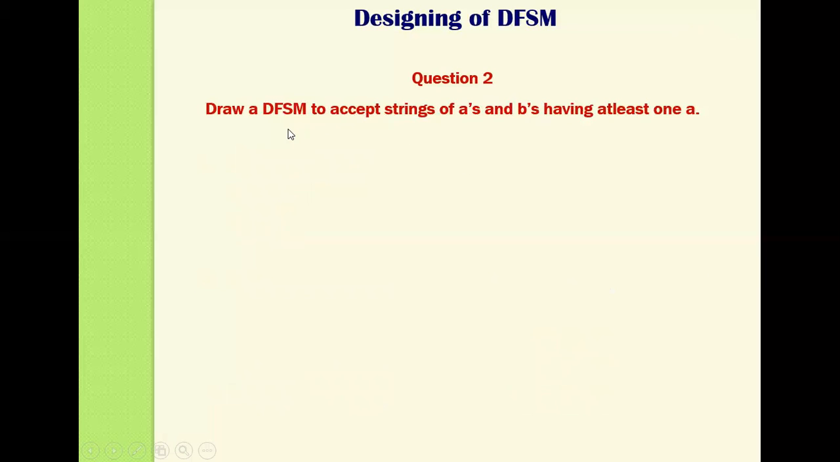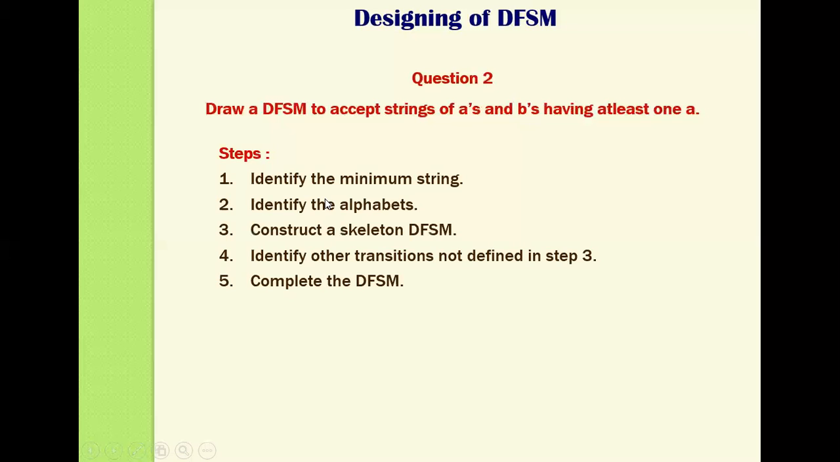So the second question is, draw a DFSM to accept strings of A's and B's having at least one A. Now look at the difference between the previous example and this example. In the previous example, we had to accept strings of A's, that means my input alphabet was only A. In this question, my input alphabets are A and B, and then I have to have strings having at least one A.